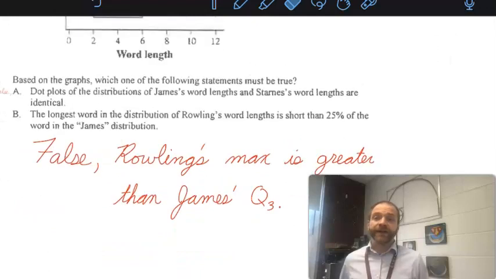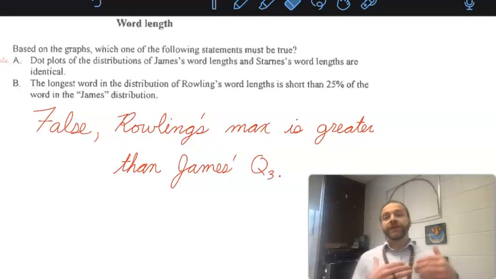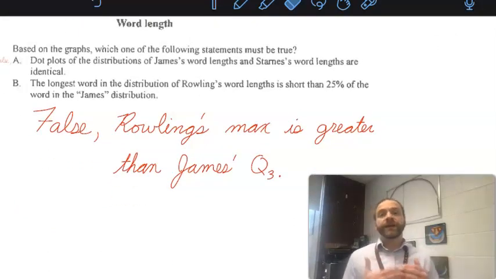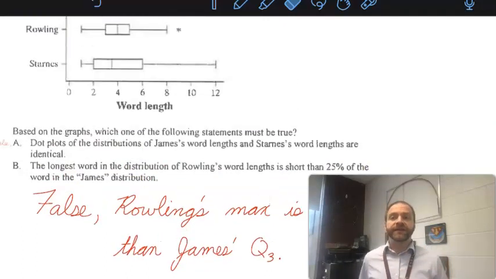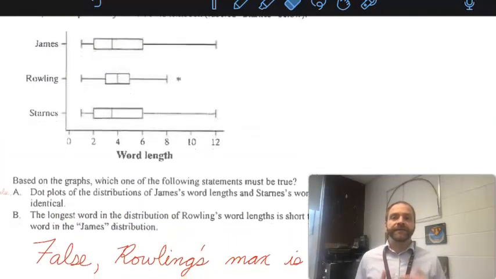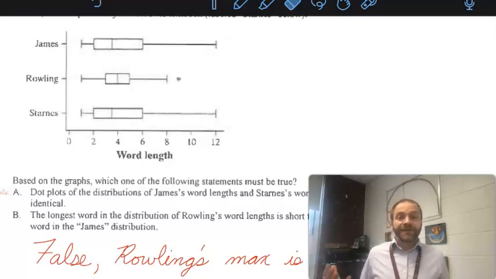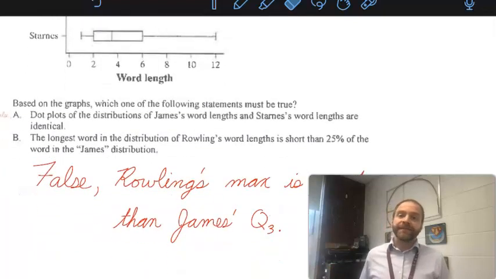In this case, B is false. Rowling's max is greater than James's Q3. James's top 25% is located beyond his third quartile. His third quartile is about 6. And even Rowling's max, with the outlier being 9, and without the outlier, we have it as 8 there being marked. They're both bigger than his Q3 of 6. So I'm going to say B is false.